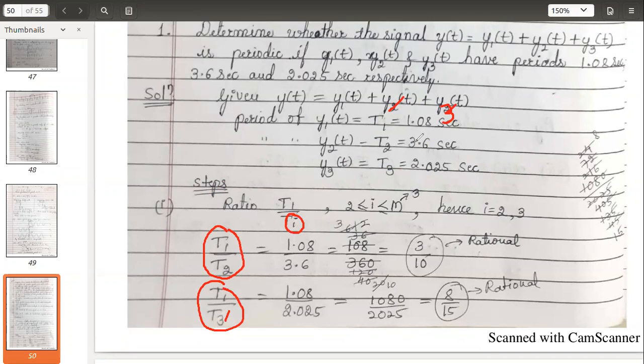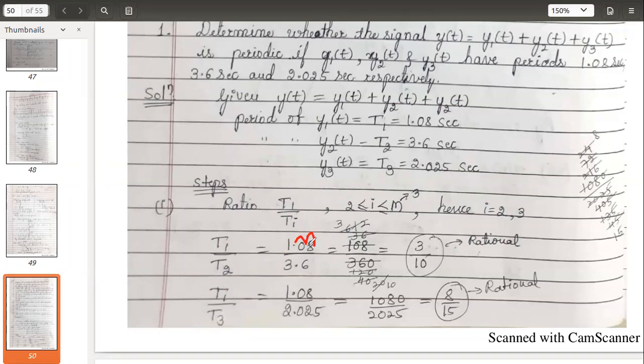So what is T1? 1.08. What is T2? 3.6. If I take the ratio of this, don't use the calculator and quickly substitute the values and say, yes madam, this is the answer in points. Please don't do that. That's not what we want. Try to do it manually. What I have done here on the screen, you can see it. Move the decimal point. I have moved this decimal point 2 places.